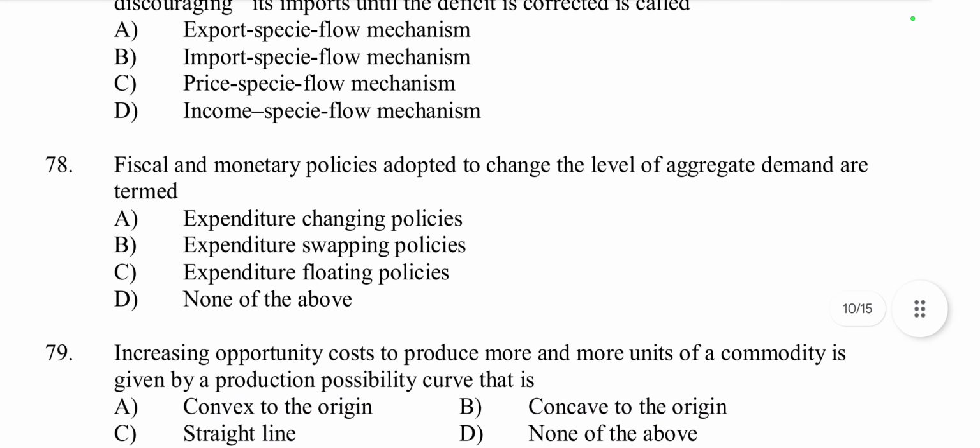Then question number 78. Fiscal and monetary policies adopted to change the level of aggregate demand are termed as expenditure changing policy. Yes, this is the right term, expenditure changing policy, because these policies increase or decrease total spending in the economy.